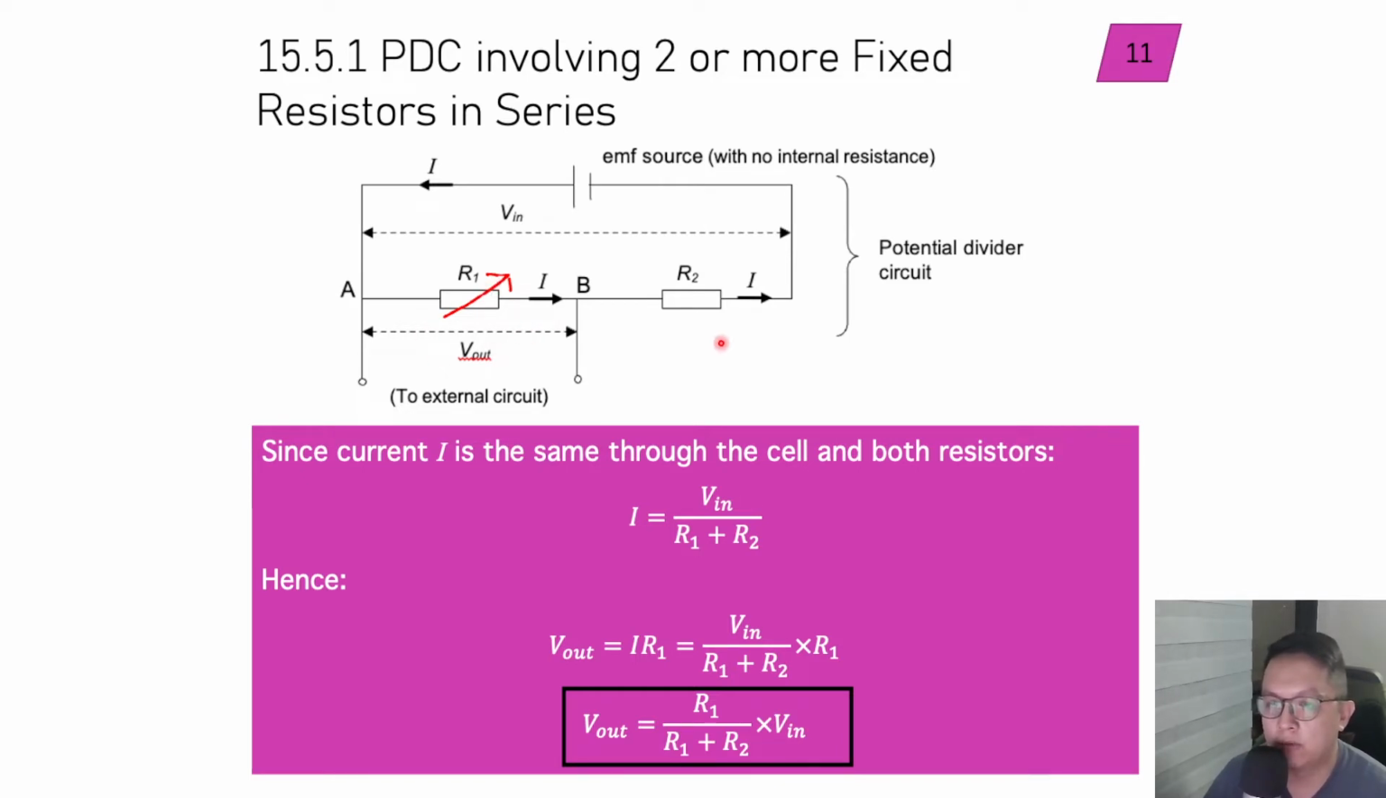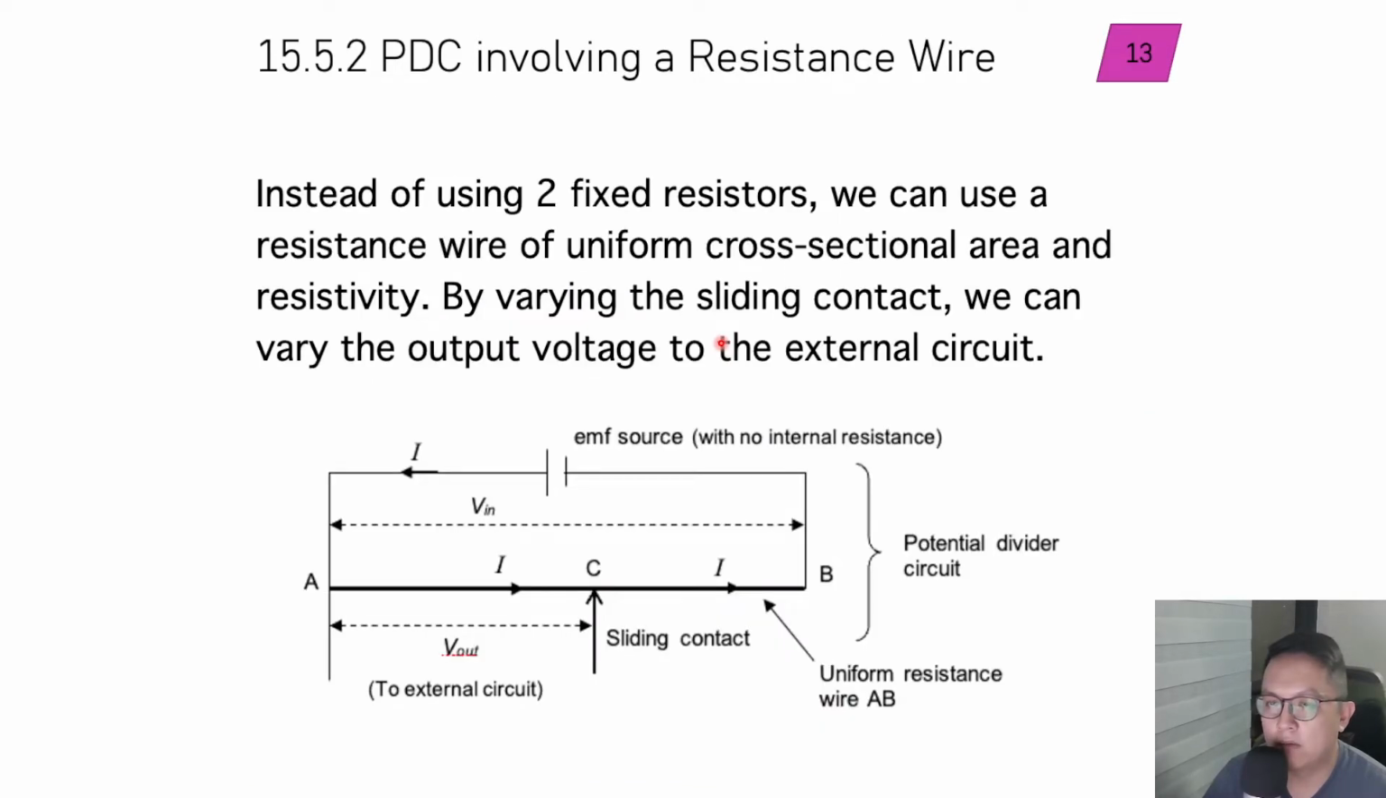Right, so we're going to move on to something else today. Now instead of using a pair of resistors, we could use a resistance wire. This resistance wire is basically a wire of uniform cross-sectional area and resistivity. If this arrow here refers to a slider, this slider can move along this wire between point A to point B. By shifting this sliding contact, we can vary the output voltage of the external circuit.